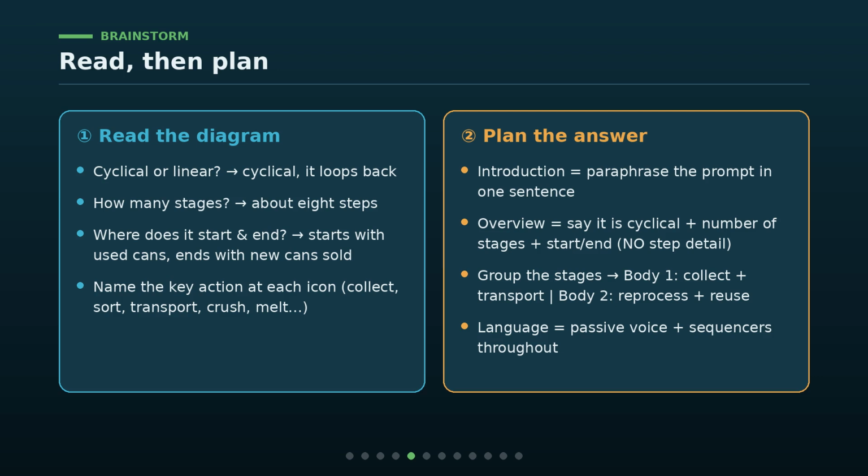On the right, we plan. The introduction paraphrases the prompt. The overview states that the process is cyclical, gives the number of stages, and names the start and end, but no step-by-step detail. Then we group the stages. Body 1 covers collection and transport. Body 2 covers reprocessing and reuse. Throughout, we use the passive voice and sequences.